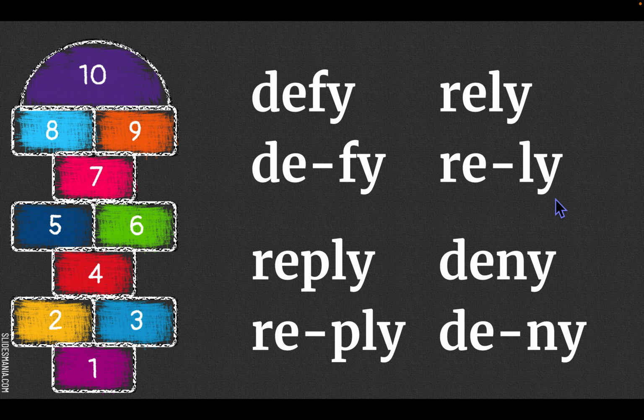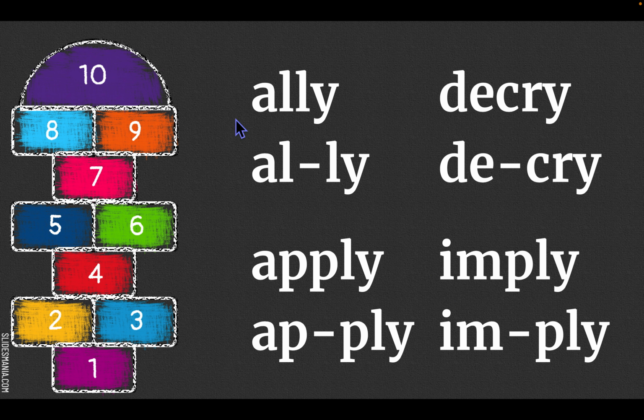Rely, rely. If you find this confusing, that's fine. This lesson is completely optional. You don't have to do it at this point. You can just skip it and move on to level 3 if you were ready for level 3. Reply, reply. Deny, deny. Ally, ally. Decry, decry. Apply, apply. Imply, imply.